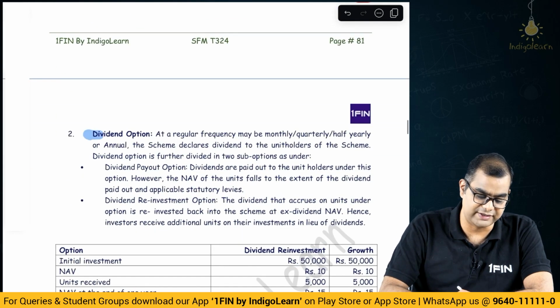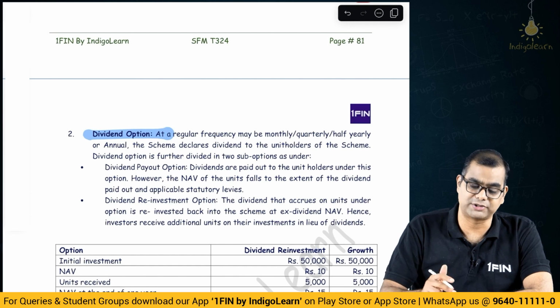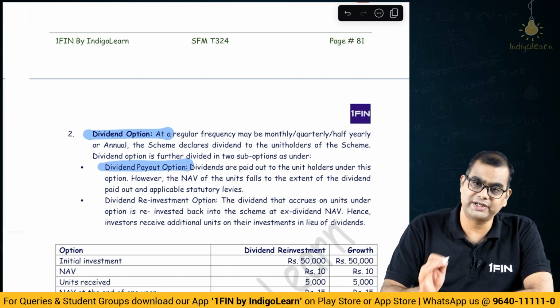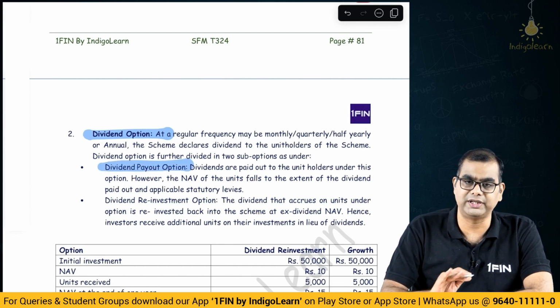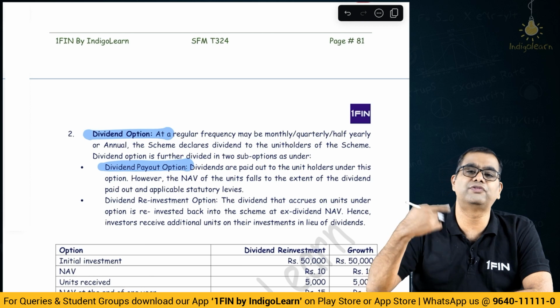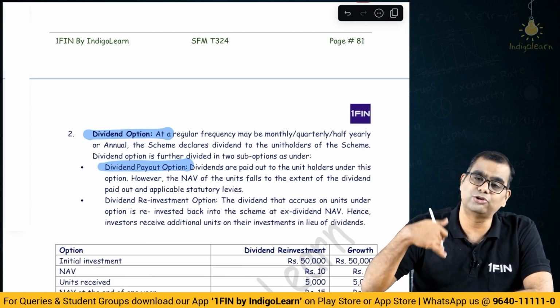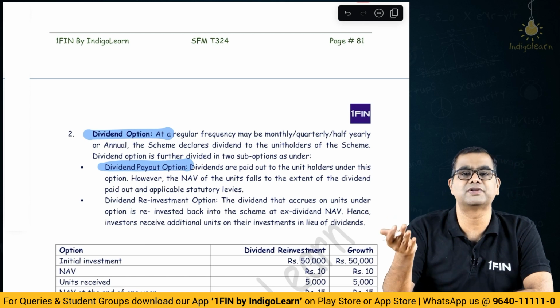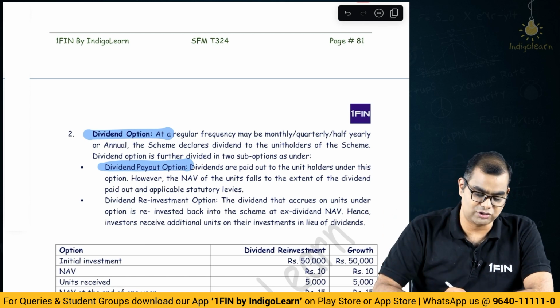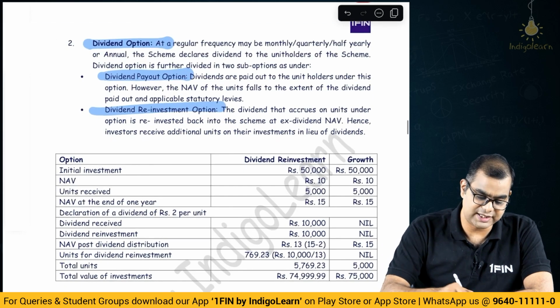Then you have something called as a dividend option. That is, periodically give me some dividend. There also you again have two options, which is you please give me the dividend in cash. That is, you transfer that dividend to my bank account, or with that dividend, whatever you have, you buy fresh units of your own scheme. So the dividend, whatever is given to me, with that the mutual fund scheme themselves should buy fresh units of the same scheme. So that is called as dividend reinvestment option. The dividends are reinvested.